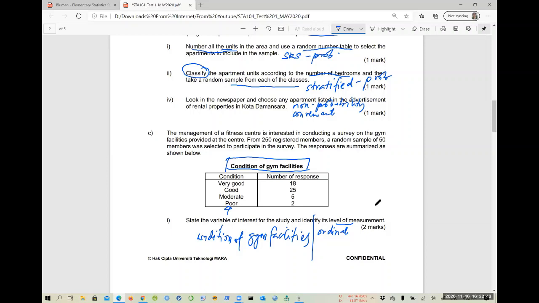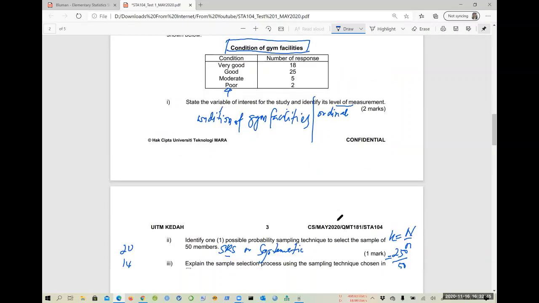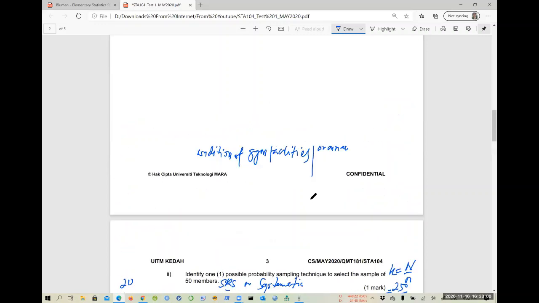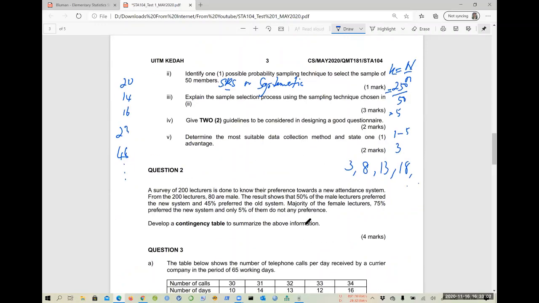Okay, so that is the suitable data collection method. And then for the advantage, you can just give any advantage that is rational. Okay, so that's for the second part, for question number 1. Okay, the next one that we're going to look at is question number 2.